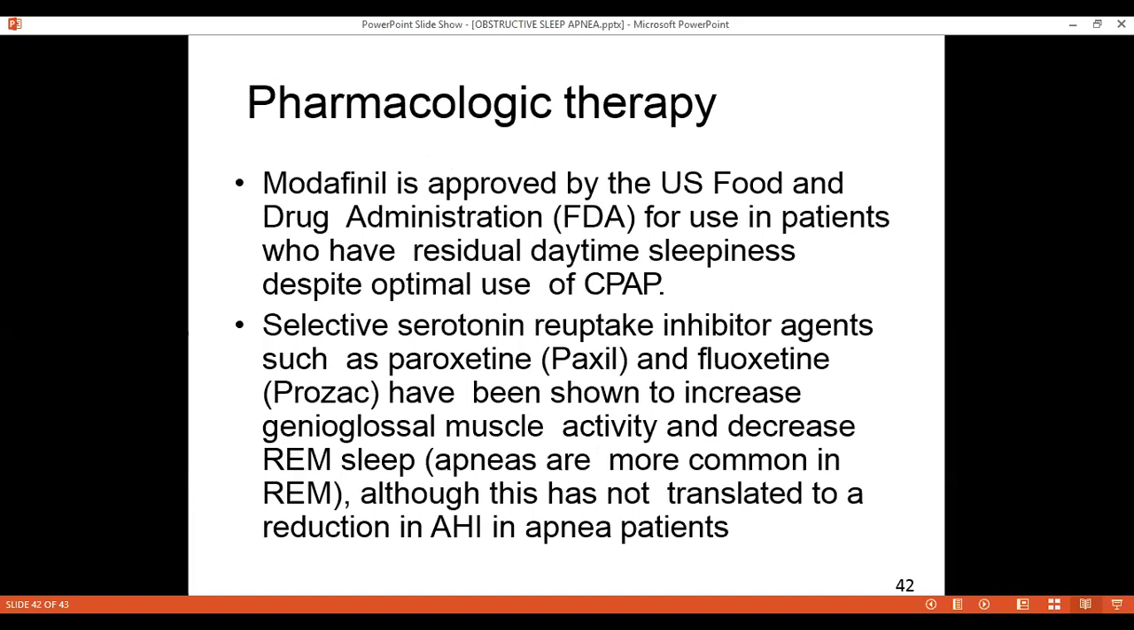Pharmacological therapy includes modafinil, which is approved by the US Food and Drug Administration for use in patients who have residual daytime sleepiness despite optimal use of CPAP. Selective serotonin reuptake inhibitor agents such as fluoxetine have been shown to increase genioglossal muscle activity and decrease REM sleep. Apnea is more common in the REM stage of sleep, although this has not translated to a reduction in apnea-hypopnea index in apnea patients.